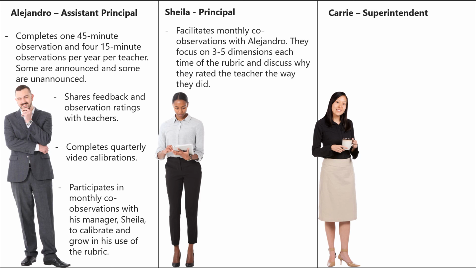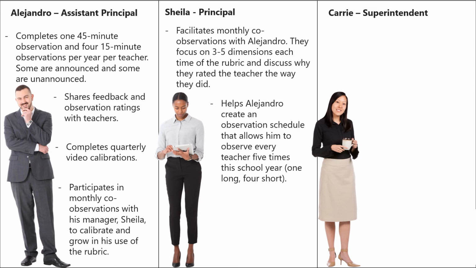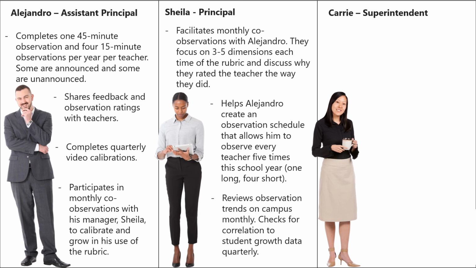Sheila facilitates monthly co-observations with Alex. They focus on 3 to 4 dimensions of the rubric each time and discuss why they rated the teacher the way they did. She also helps Alejandro create an observation schedule that allows him to observe each of his teachers 5 times this school year, 1 long and 4 short. And finally, she reviews observation trends on our campus monthly and checks for correlation to student growth data quarterly.